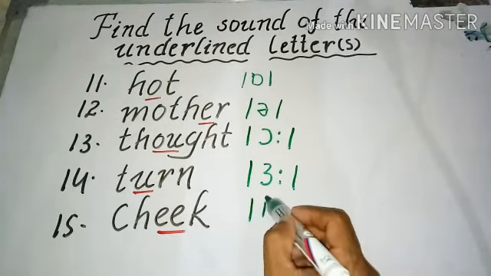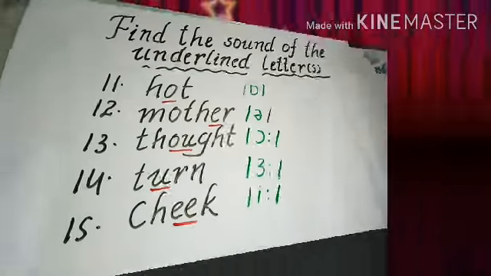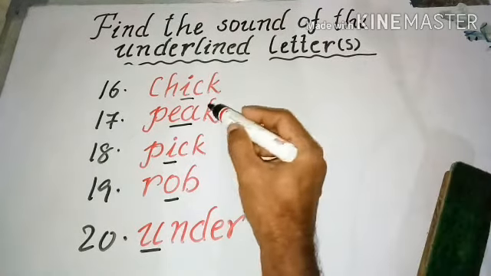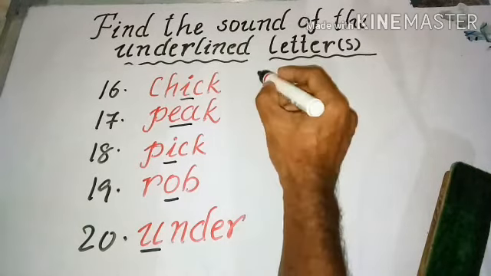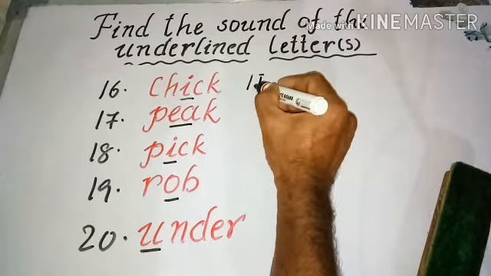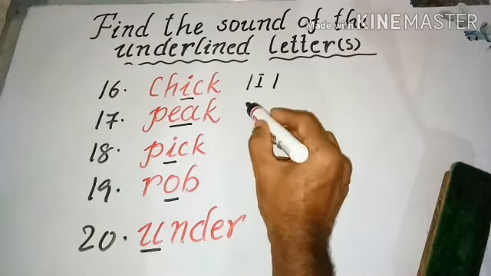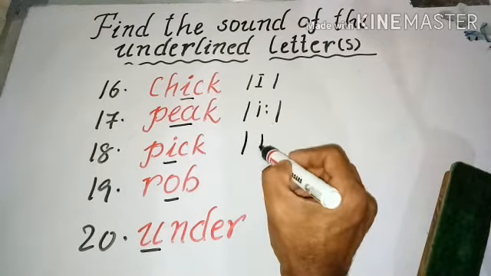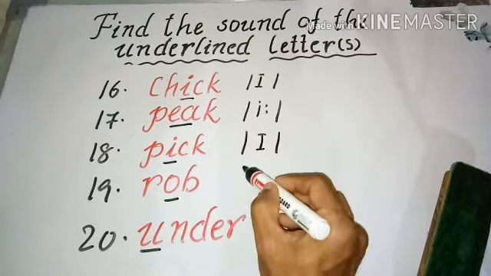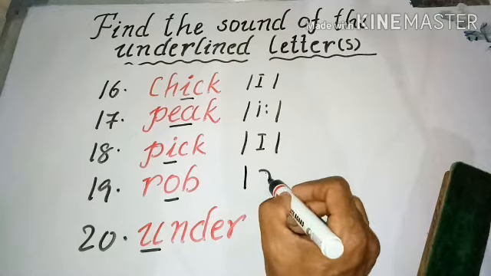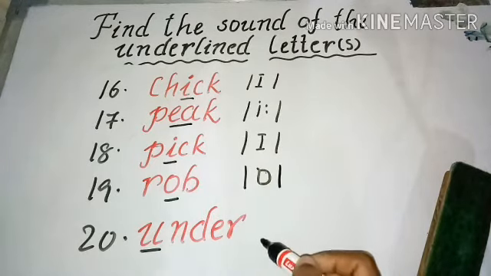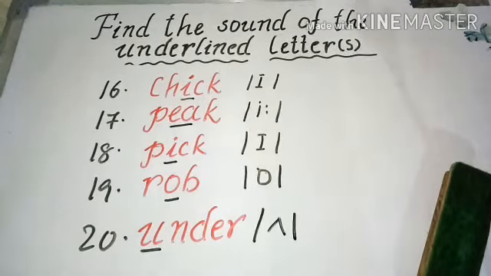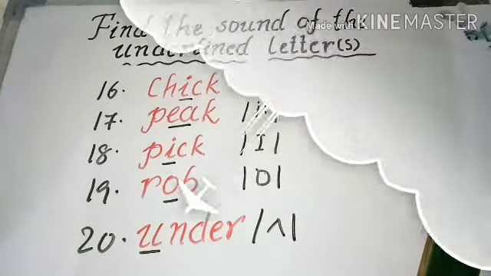Cheek, long E, cheek, long E. Let us see the sounds of these words. So the underlined word is C-H-I-C-K, chick, short I. Peak, this is long E, two dots, peak. This is pick, short I, pick. This is rob, short O, rob. This is under, A. So these are all the sounds of the underlined letters.